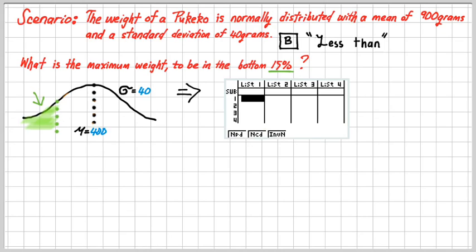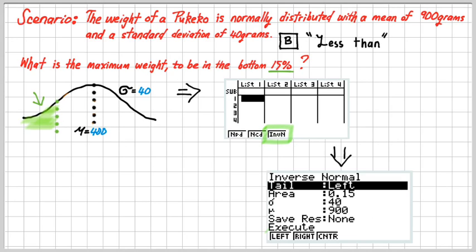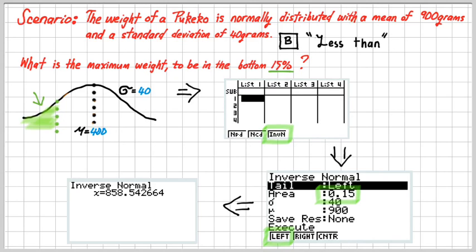Equivalently, what we can do is use our graphics calculator. Again, select the inverse normal function. This time selecting the left tail, entering 0.15. Our mean and standard deviation are as before. And there's our answer of 859 grams. That's rounded for you there.